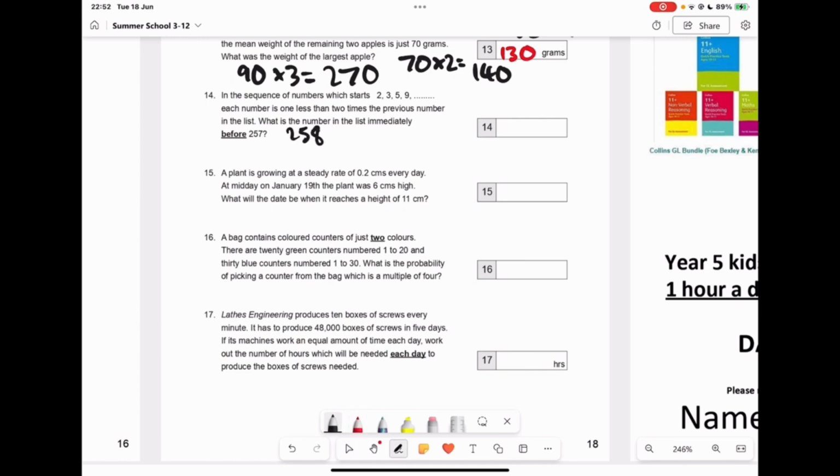And then the previous number must have been 258 divided by 2. So 258 divided by 2 is equal to 129. And that's the answer.